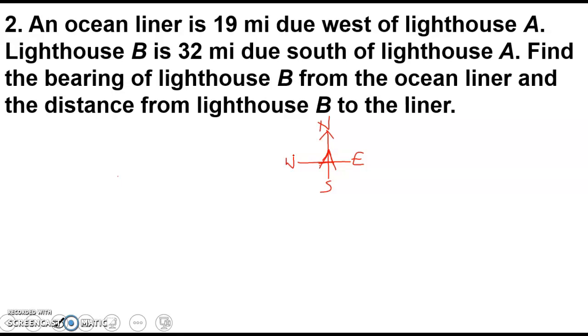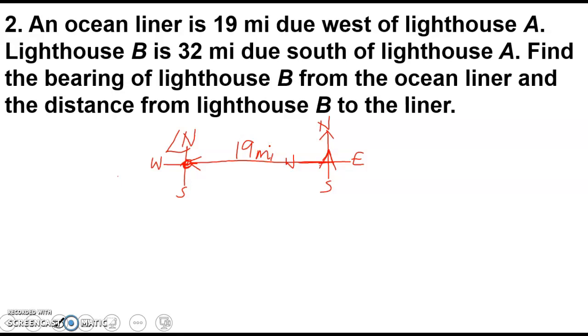So the lighthouse A, the ocean liner is due west of. So starting from the lighthouse A, the ocean liner will be due west. So it's going to be in that direction. Due west. So let's call the ocean liner L, somewhere here. And at this point, it will have its own north and south and the west also. Now, the ocean liner is 19 miles.